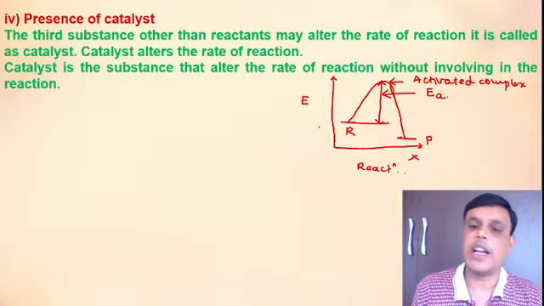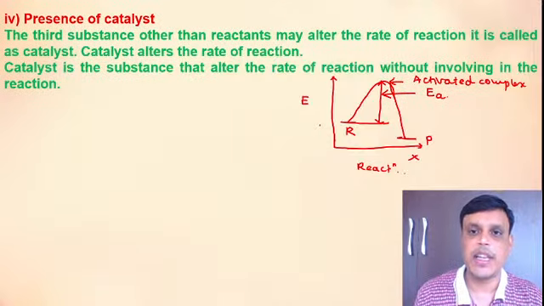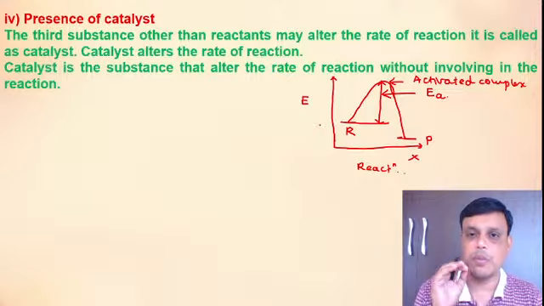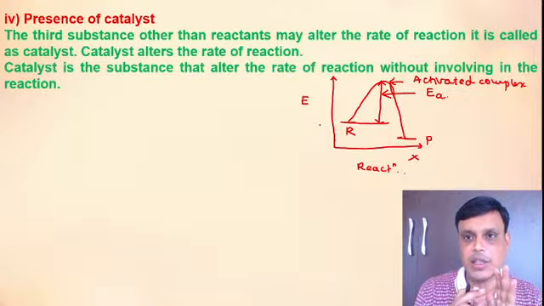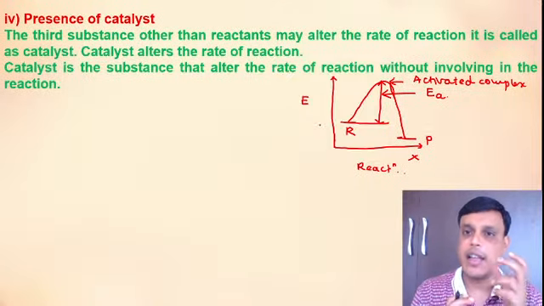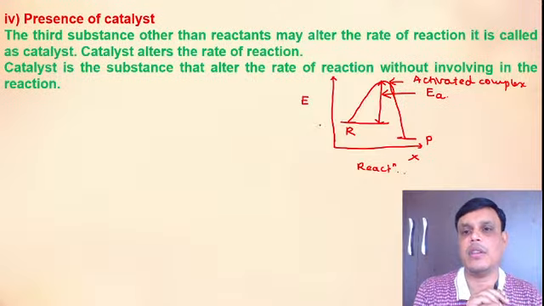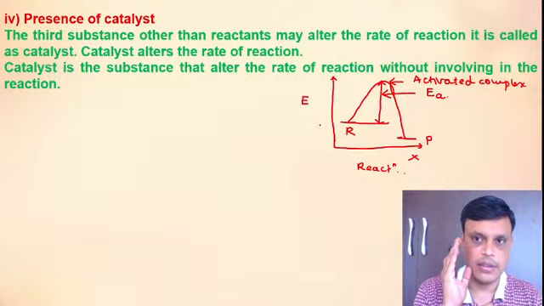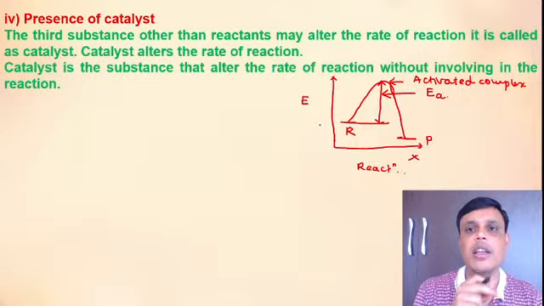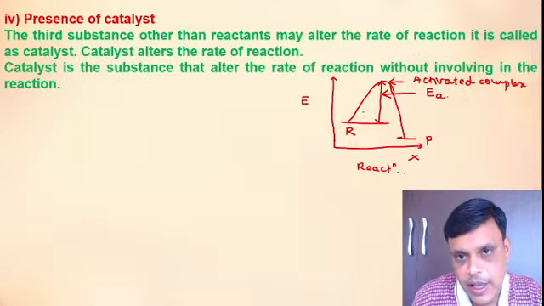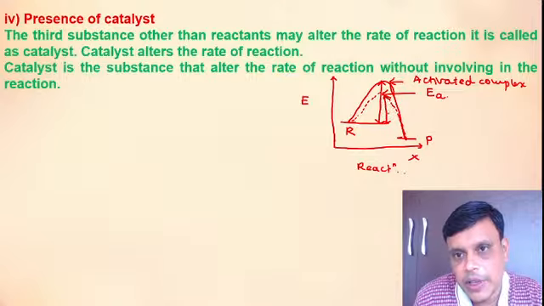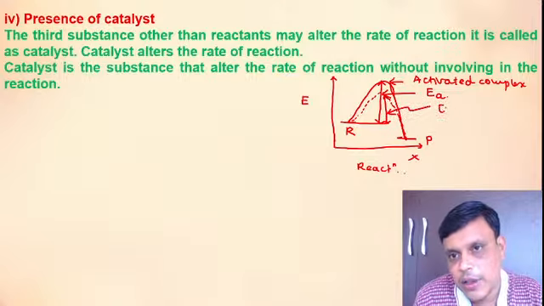So in presence of catalyst, what happens? What is the role of catalyst? Catalyst provides an alternate route. Catalyst provides an alternate path for the reactions to form an activated complex, and that alternate path is a low energy path. For example, if you see here, in presence of catalyst the activated complex forms here only. So this is the energy of activation with catalyst.